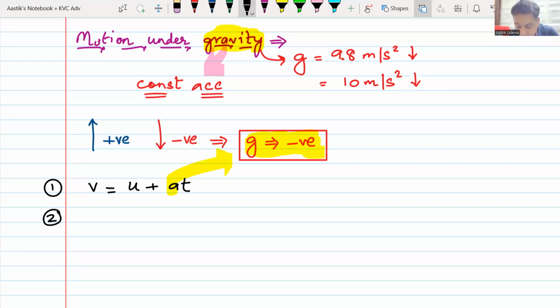Delta R equal to UT plus half AT square. Delta R, displacement, will be equal to UT plus half AT square. The only thing you have to do is, instead of A, just put the value of G. That's it. And G is always going to be negative. Well done, my dear friends. What is the third equation?